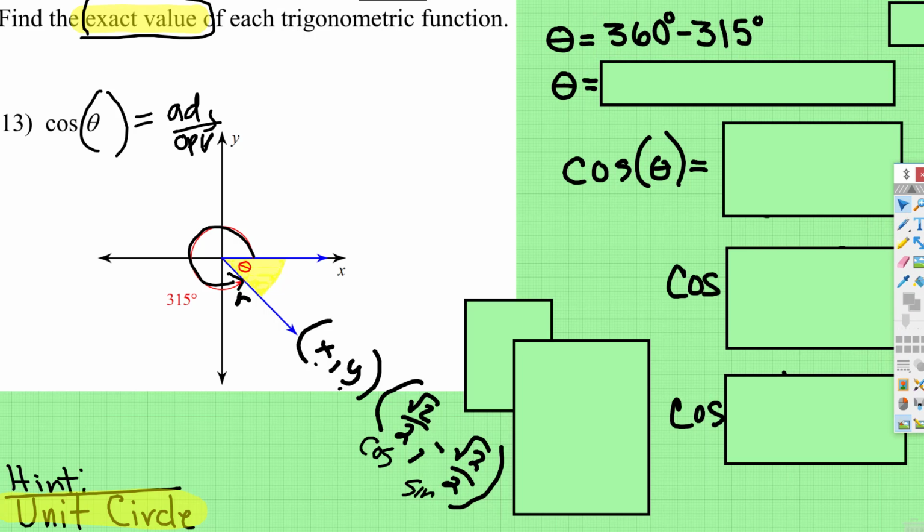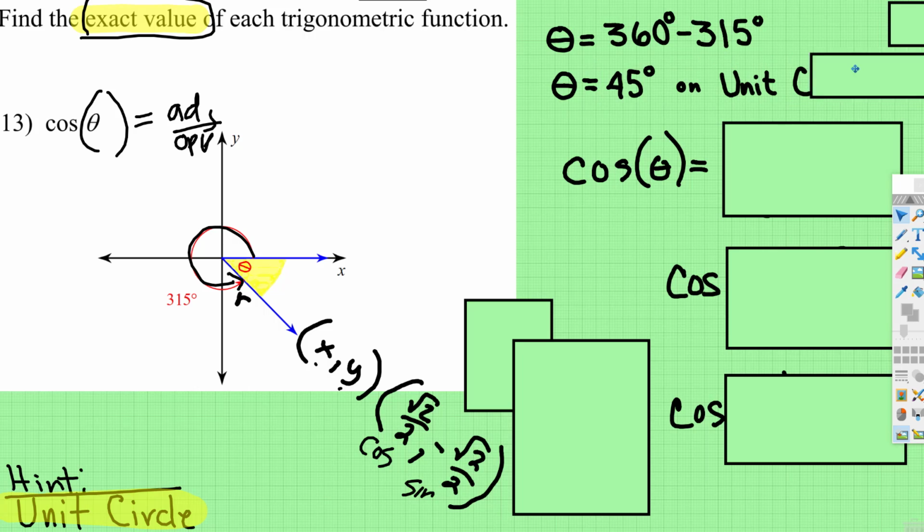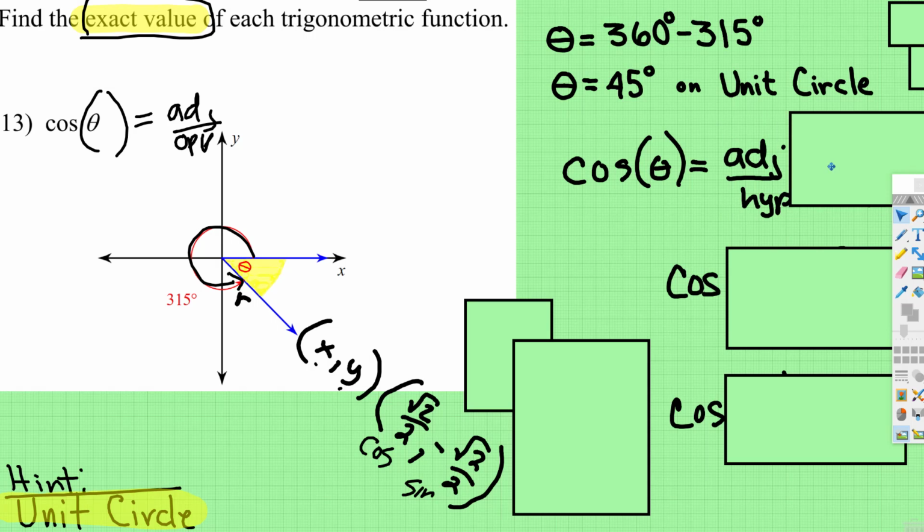So here's the process. I want you to think about reference angles and how you want to use reference angles for this process most of the time. If not, you can just use these values right here. That works too. So if you want to find that reference angle, you take 360, subtract 315. You should know that from the earlier videos. And then cosine of 45 degrees is adjacent over hypotenuse.